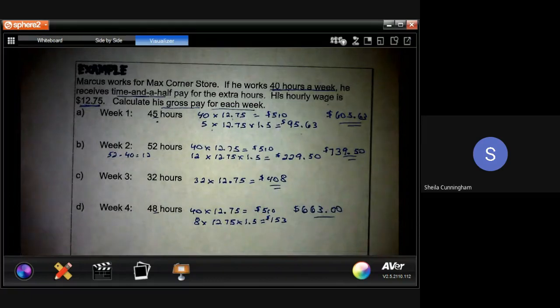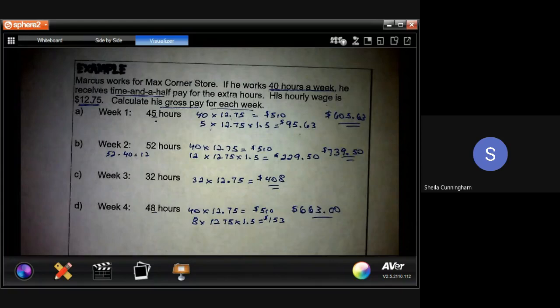Now, again, remember, this is his gross pay. So this is all before any deductions that are coming off. So it looks good, but in reality, once you take some deductions off, those numbers are going to drop too.